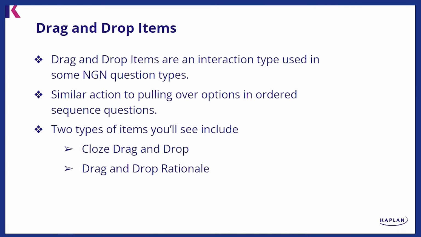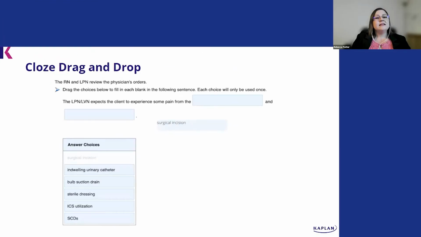Drag and drop items are an interaction type you will use for some of the NGN item types. You may have done this before with ordered sequence questions. You will drag your response from a list of options or answer well and drop them into a blank to complete a sentence. The 2 different types we will talk about are the closed drag and drop and the drag and drop rationale. This is an example of a closed drag and drop item.